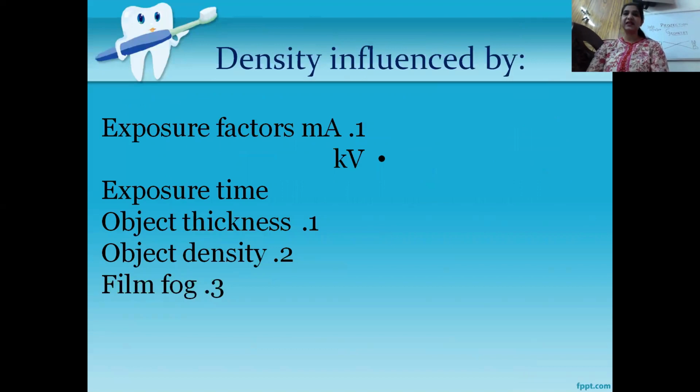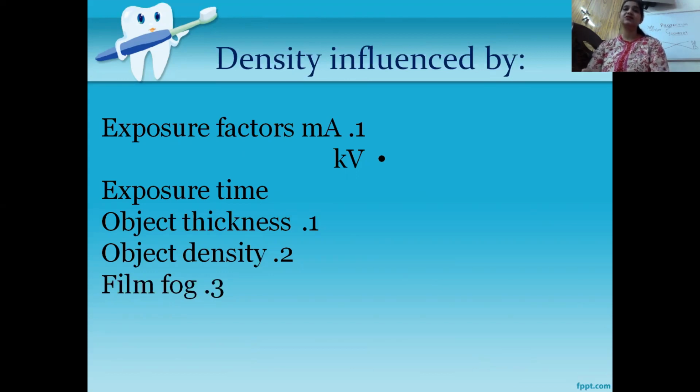Now density is influenced by the exposure factors mA and kV, and the exposure time. Then object thickness, object density, and film fog. When there is more fat tissue, object thickness matters in the exposure parameters. For object density, if there are restorative materials, they will appear more opaque and dense compared to radiolucent regions. And film fog.